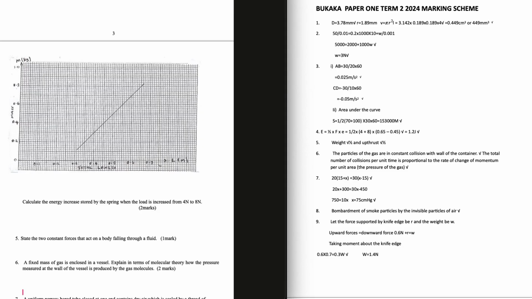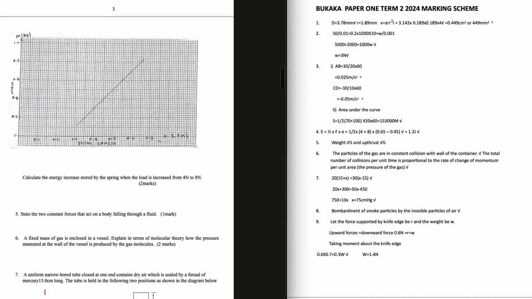Question 6. A fixed mass of gas is enclosed in a vessel. Explain in terms of molecular theory how the pressure measured at the wall of the vessel is produced by the gas molecules. The particles of the gas are in constant collision with the wall of the container. The total number of collisions per unit time is proportional to the rate of change of momentum per unit area. Remember the pressure of the gas.